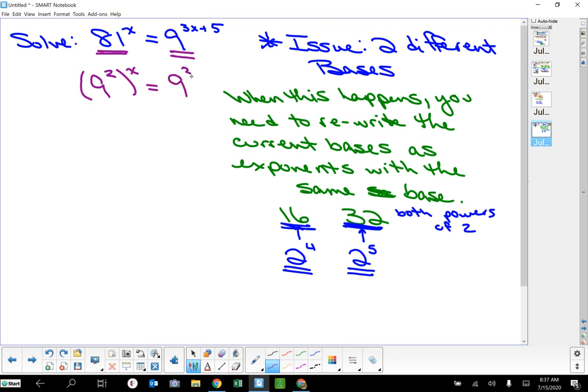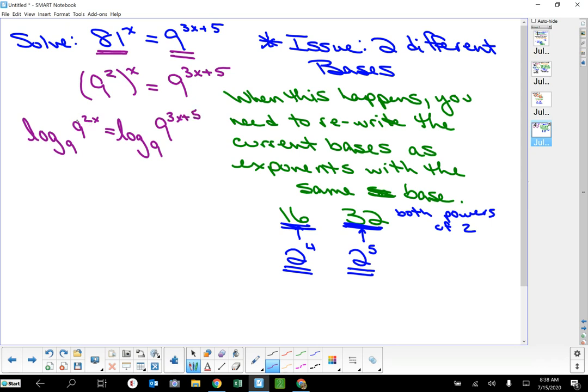And then this stays 9 raised to the 3x plus 5. Now, if your bases are the same, you can just drop them. Here's what you would do that you don't really need to see. This would become log base 9 of 9 to the 2x equals log base 9 of 9 to the 3x plus 5.